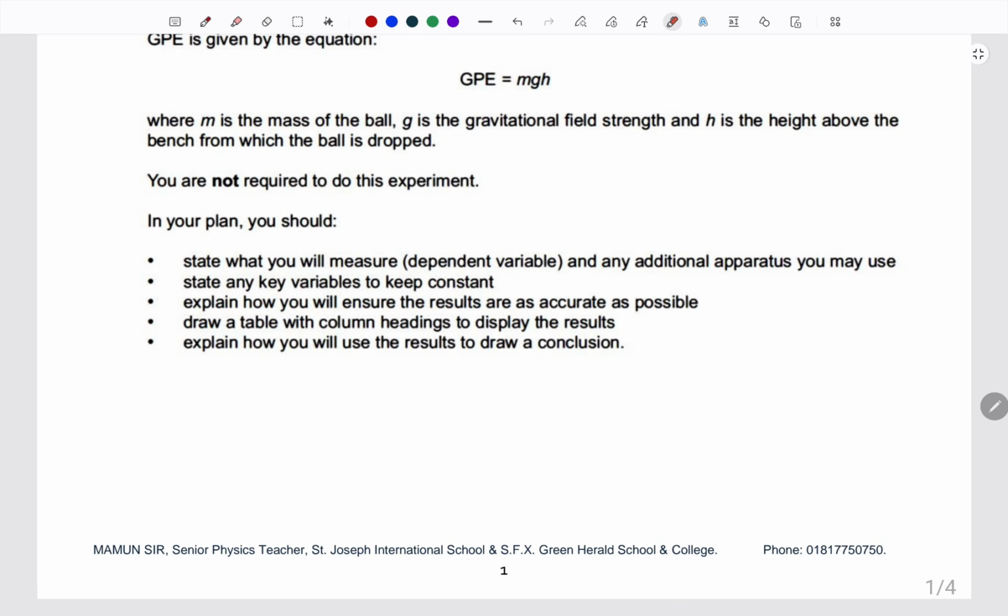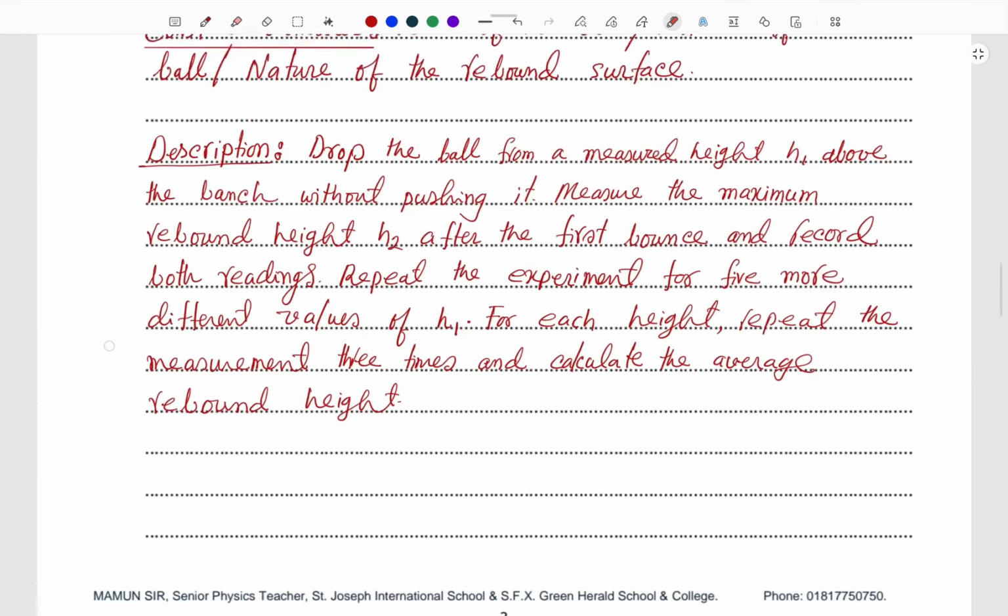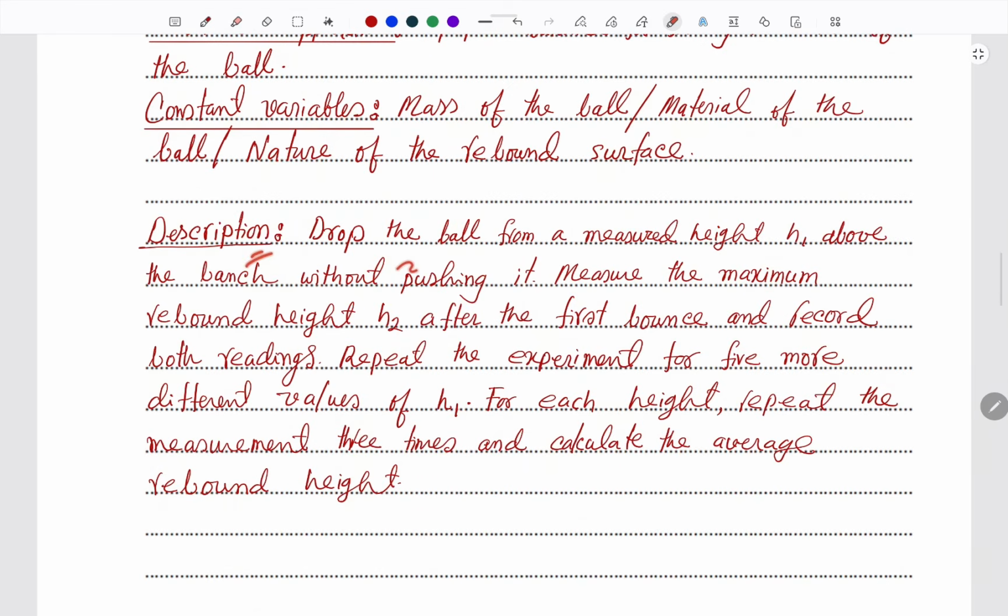Now I will explain how we need to perform the experiment, which is the description. Drop the ball from a measured height h1 above the bench without pushing it. It's very important, without pushing it. Measure the maximum rebound height h2 after first bounce and record both readings. Repeat the experiment for 5 more different values of h1. For each height, repeat the measurement 3 times and calculate the average rebound height h2.